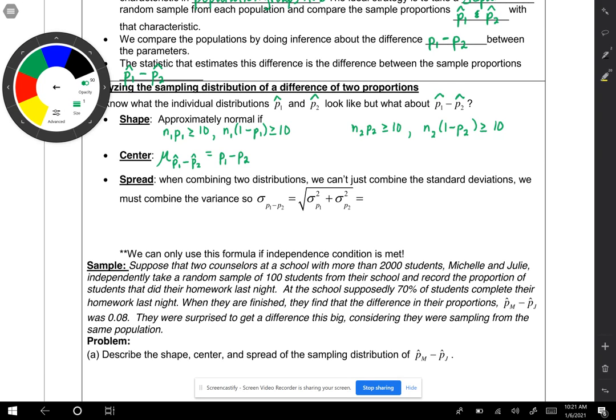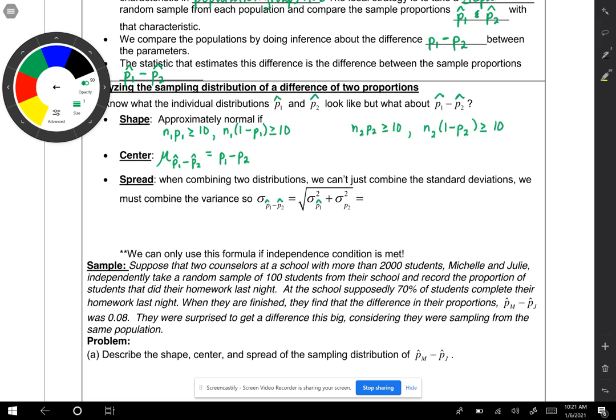As far as the spread goes, the standard deviation, when combining two distributions, and we talked about this in semester 1, we can't just combine the standard deviations, we must combine the variances. And so the standard deviation of the difference, for the sampling distribution, is going to equal the square root of the variance of sample proportion 1 plus the variance of sample proportion 2.